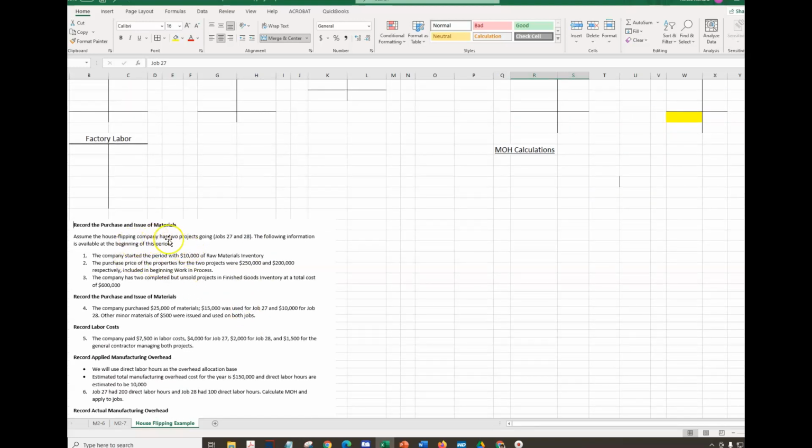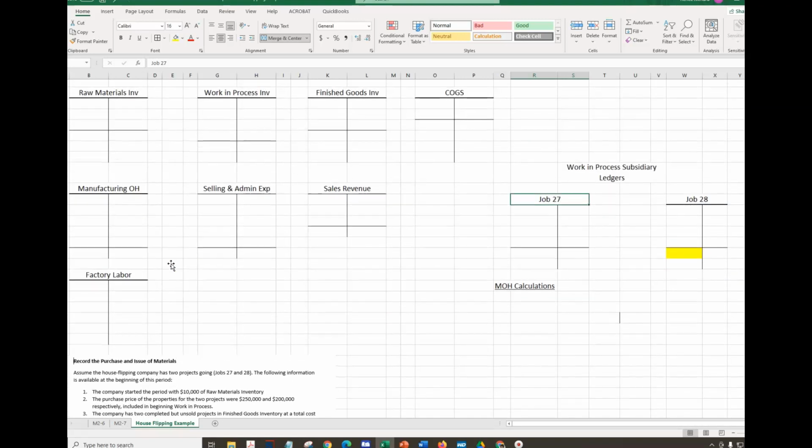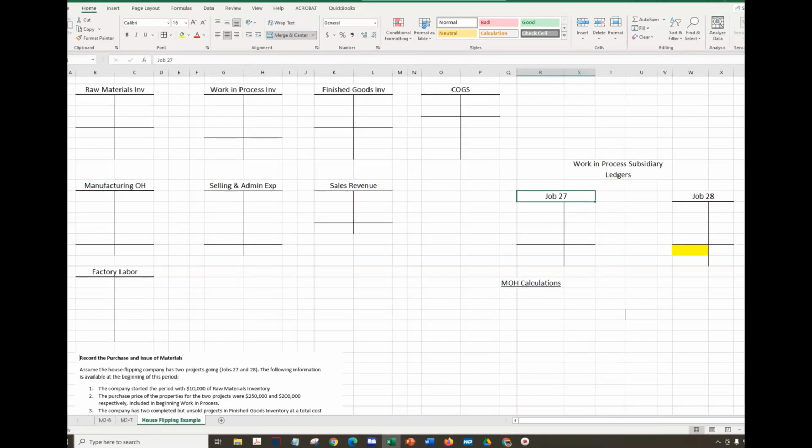So we assume the house flipping company has two projects going, job 27 and 28. And they have some following information at the beginning of this period. So we need to enter this stuff because this is what we started with. The company started the period with $10,000 worth of raw materials inventory. Okay? So we want to go up here and put that in our T accounts. That's number one. And we started with $10,000.